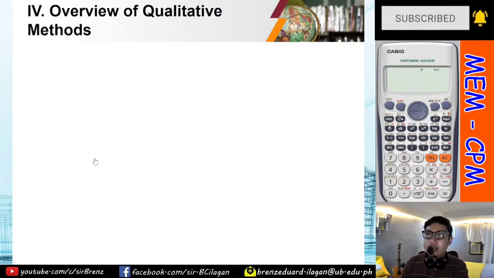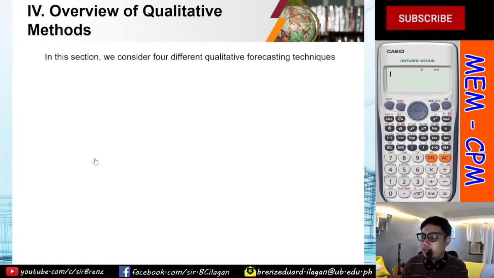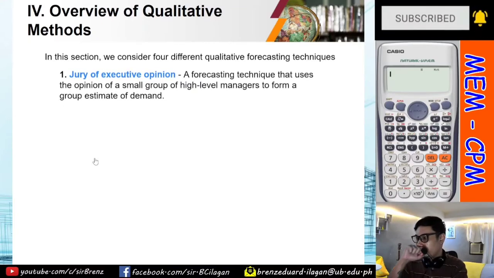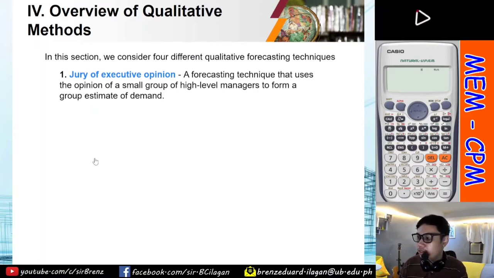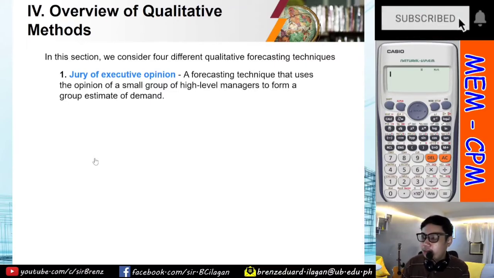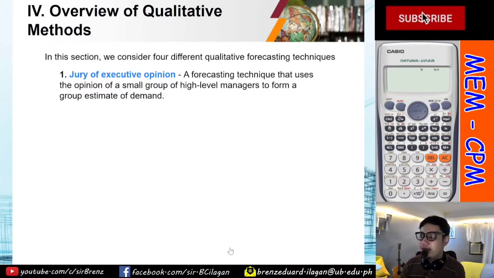So, number four, what are the overview of qualitative methods? Under this section, we consider four different qualitative forecasting techniques. The first one, we have the jury or executive opinion. So, ano ba yung jury or executive opinion? Under this method, the opinions of a group of high-level experts or managers, often in combination with a statistical model, are pooled to arrive at a group estimate of demand.